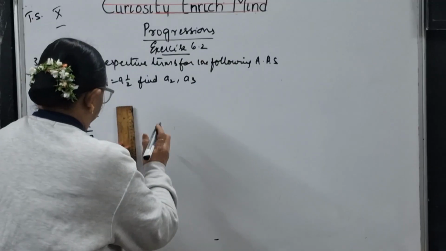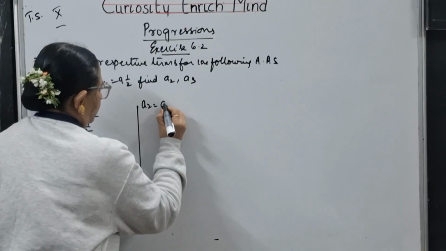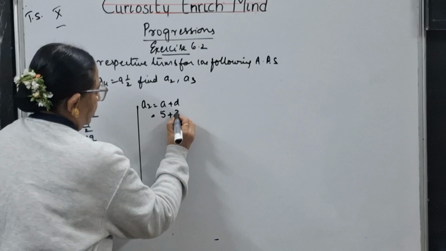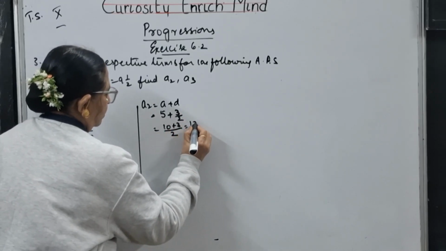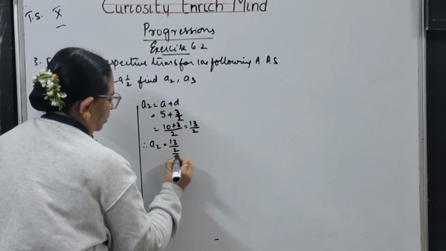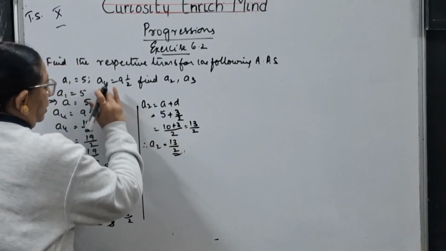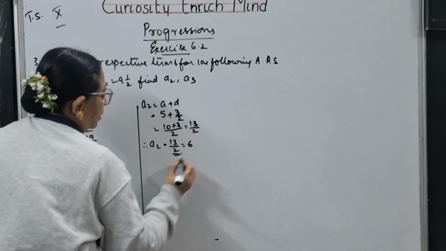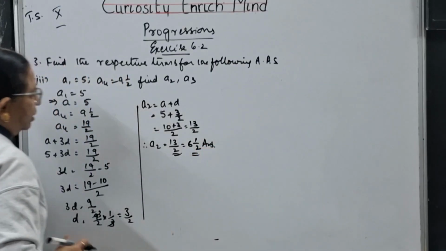After getting D, you need to find out what is A2. A2 is A plus D. A is 5 plus D is 3 by 2. So 2 is the LCM, 10 plus 3, that is 13 by 2. Therefore, A2 is equal to 13 by 2. This is one answer, 13 by 2. Okay, here they have given it in mixed fraction. So when you write it in mixed fraction, 2 sixes are 12, 6 1 by 2. You can consider this as the answer for A2, children.